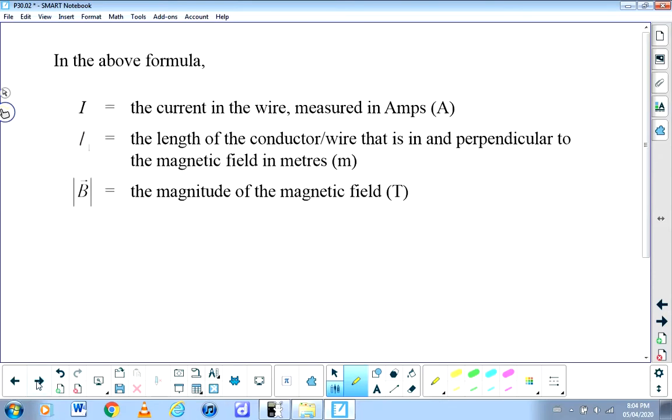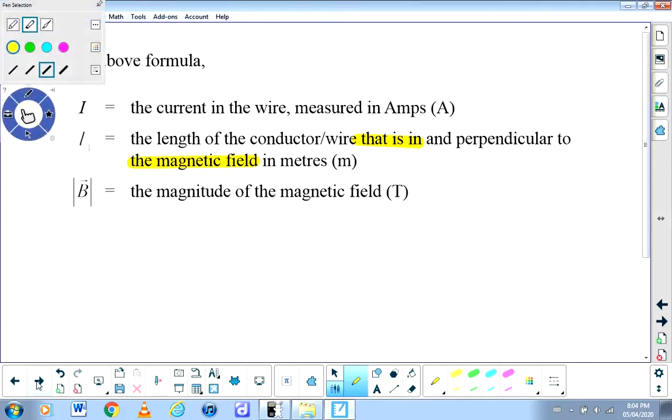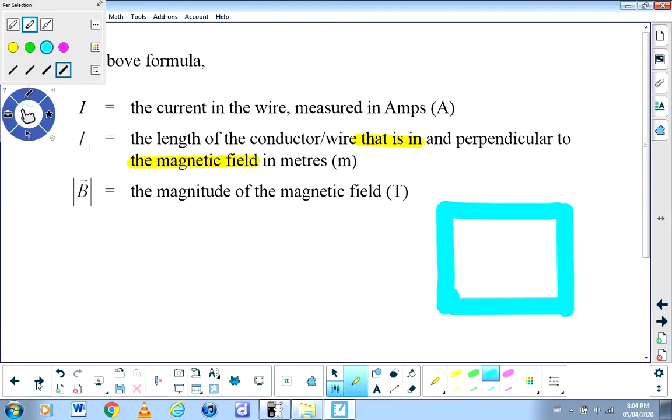So in this formula, as I said, I is the current in the wire. It happens to be measured in units called amps. And the length of the conductor, L, must be the length. Again, I don't care about the perpendicular part. What I really want you to focus on is it's the length of the conductor that is in the magnetic field.